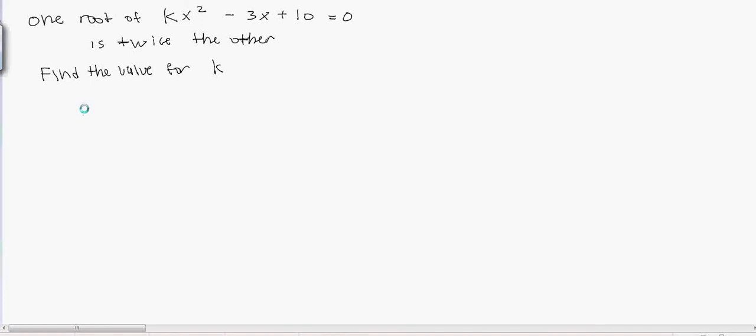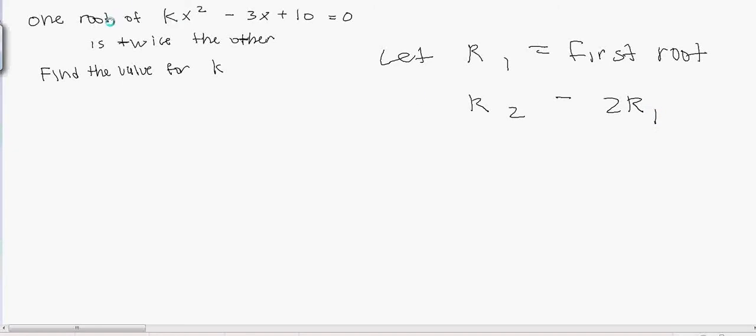If we let R1 be the first root, then R2 will be 2 times R1 because it's twice the other, right? Now we'll use this one theorem used in the previous video also.